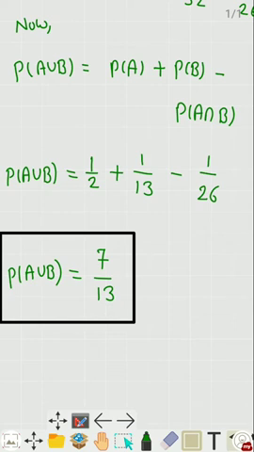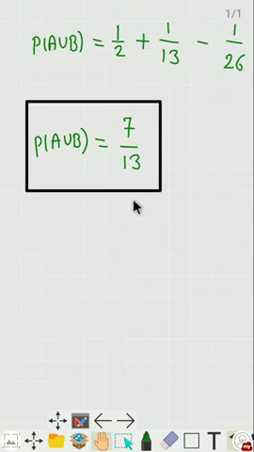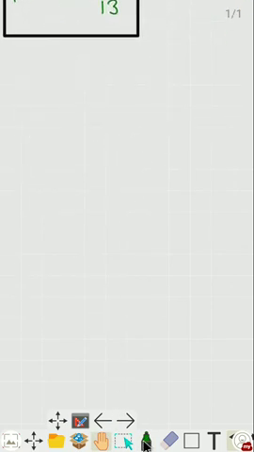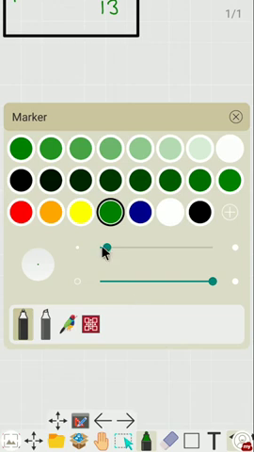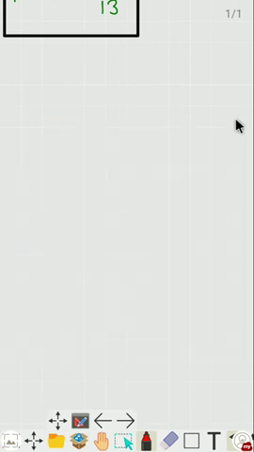Now let us go to the next. Our next problem is on the multiplication theorem. Now, example number 2 is on the multiplication theorem.